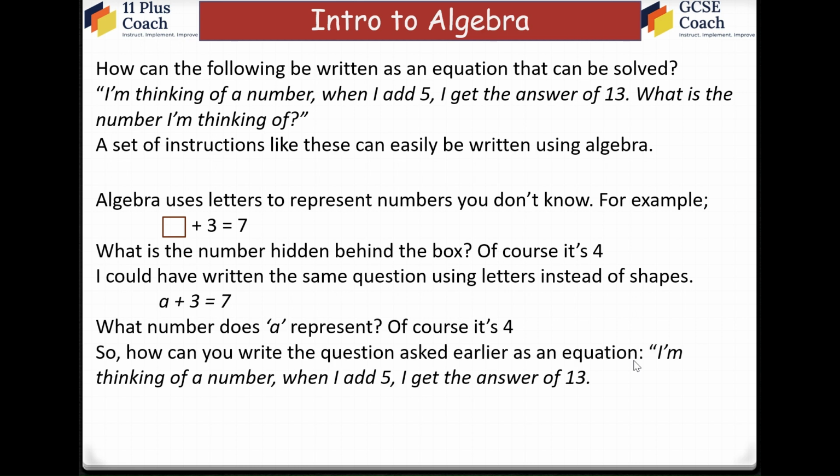Okay, so how can you write the question I asked earlier at the top? I'm thinking of a number. When I add 5, I get the answer of 13. Well, hopefully you got this already now. It will be a letter, any letter you want it to be. In this case, we'll use n to differentiate from the previous question. n plus 5 equals 13. So that's how you would write the same instruction at the top using algebra rather than a long sentence. Hopefully that makes some sense.